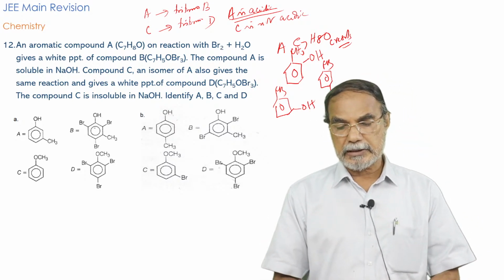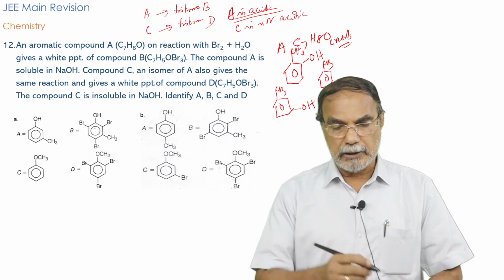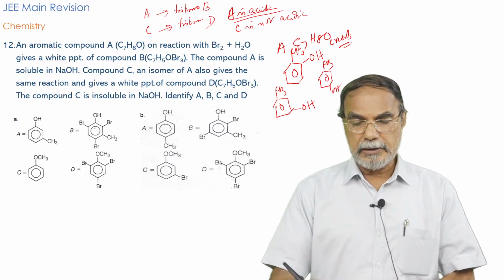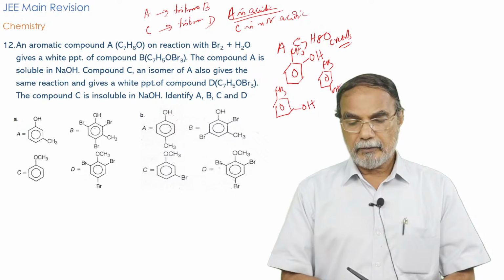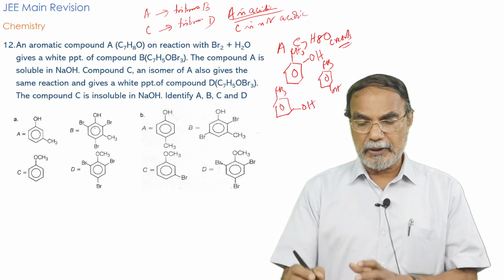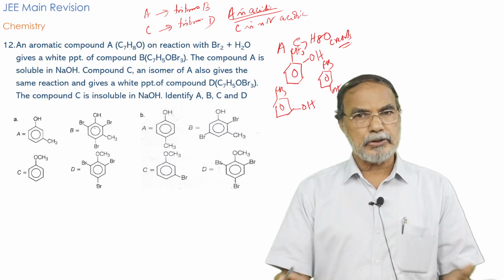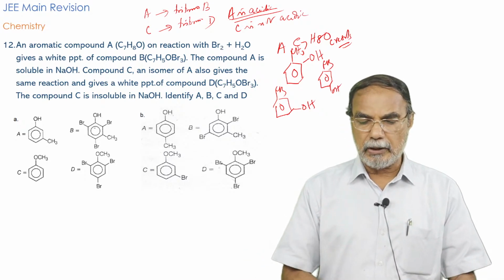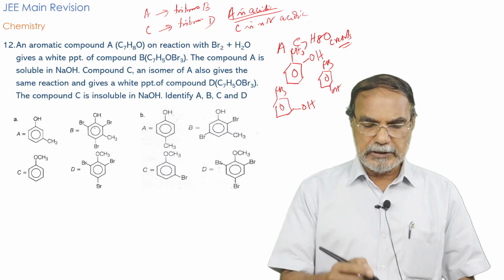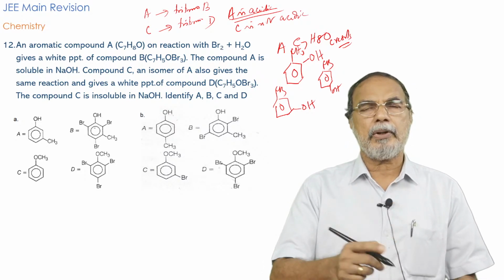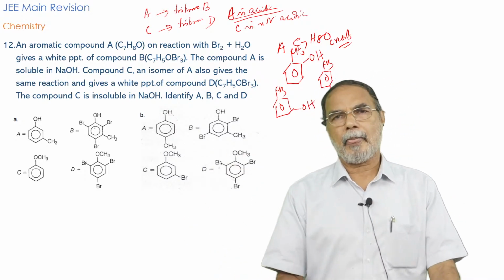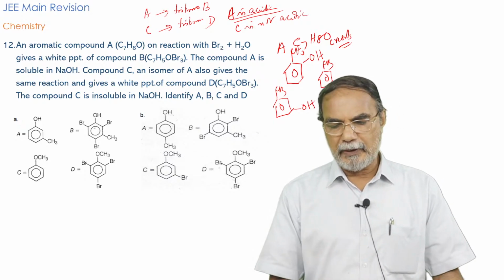Now the question is, among these 3 cresols, of course it is given that it is acidic, that is why we stick our decision to phenolic compounds. So it is cresols. And of the 3 cresols, which is the cresol which gives a tribromo compound on reaction with the bromine water? Which cresol will give a tribromo compound?